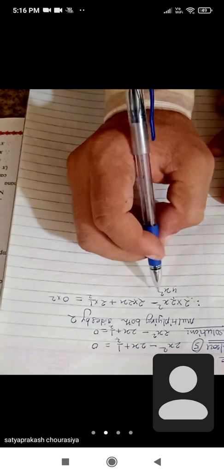to 0 into 2. So now see, 2 into 2 is 4, it becomes 4x² minus 2 into 2 is 4, 4x, and 2 into 1/2, the 2 gets cancelled. So here we got 1, and 0 into 2 is equal to 0. So now this equation came into the standard form.